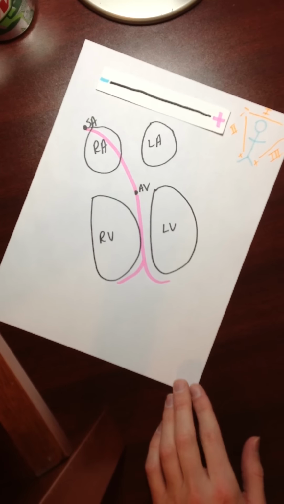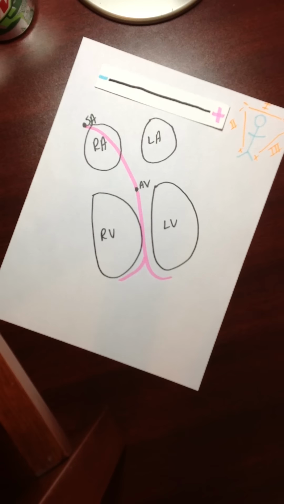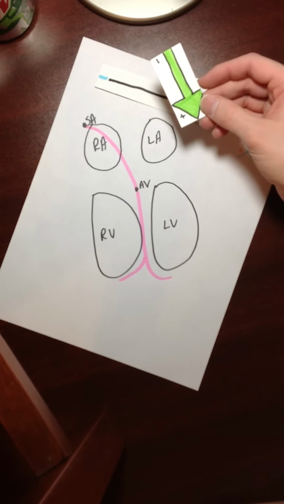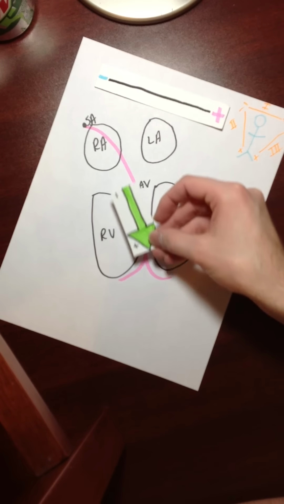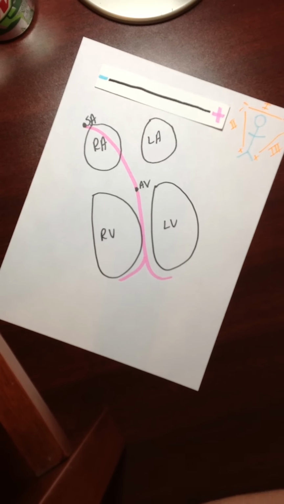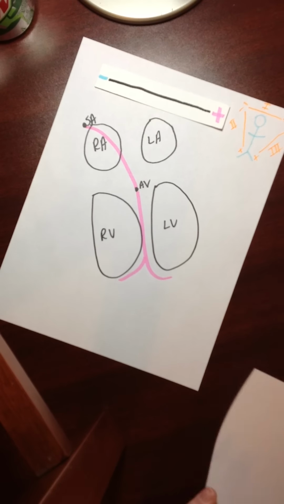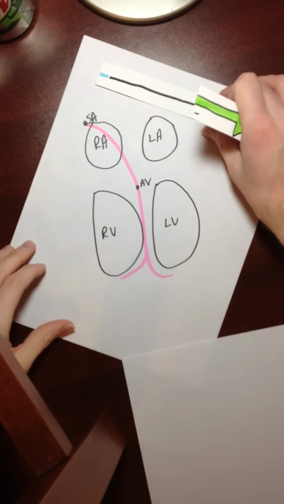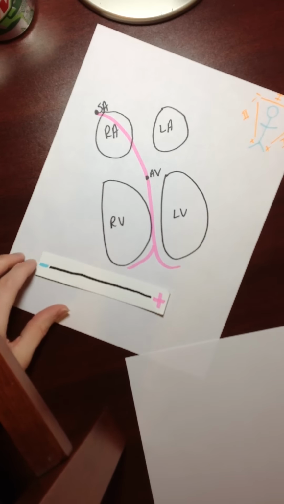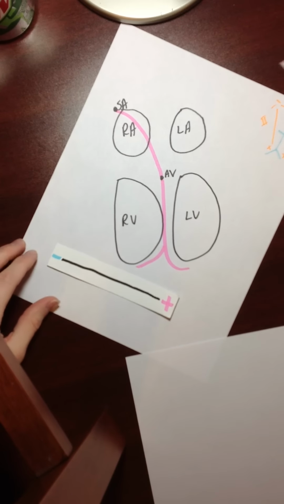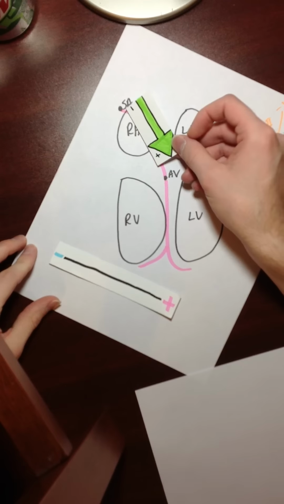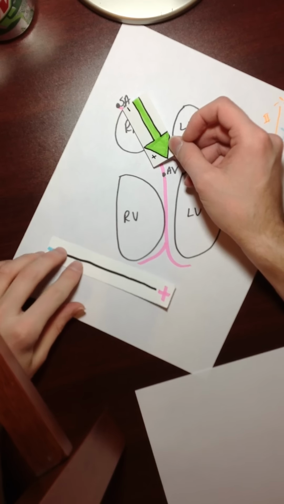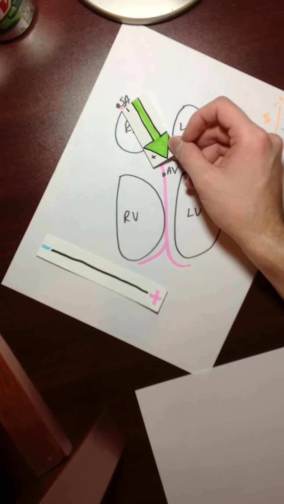Now I'm going to use this arrow as the movement of the current as it goes through the heart as it fires. And we're going to predict what the ECG will be based on this. I'm going to bring this down here just to make it a little bit easier. So the SA node fires. This is the direction we've got going here. Now the question I have for you is, is this positive or negative?